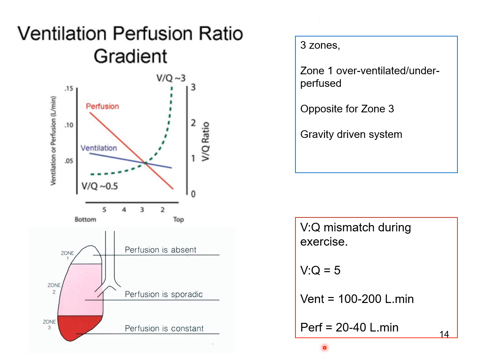Now, when we're exercising, we get a mismatch in this VQ ratio. So typically, VQ during exercise of moderate to high intensity is around 5. And that's because ventilation is anywhere between 100 and 200 litres per minute, but blood perfusion is much lower. It's 20 to 40 litres per minute.